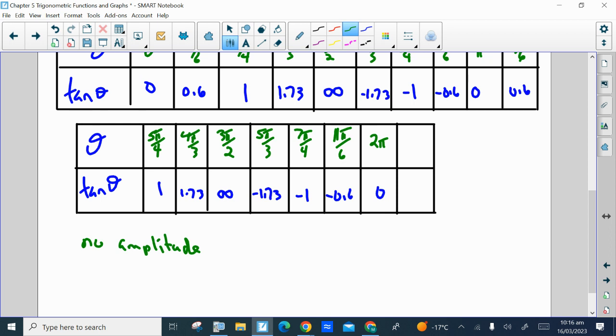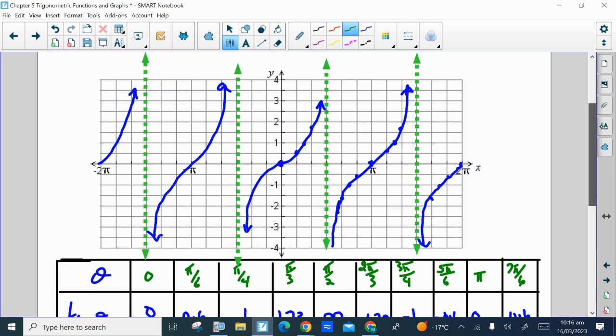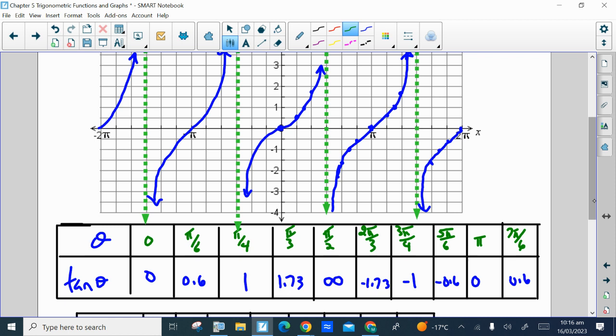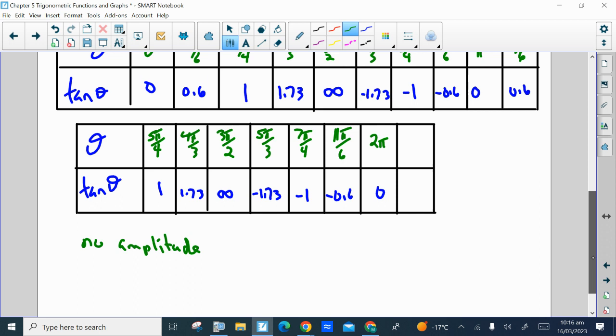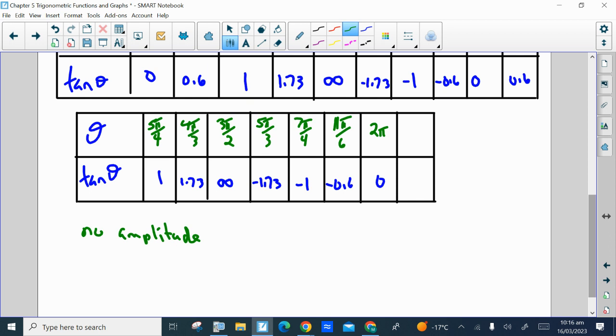The closer it gets to the asymptote, it's just going to keep going either upwards or downwards forever, depending on which side of the asymptote we're at. On the left side of pi on 2, the graph is going upwards forever. It's approaching positive infinity. On the right side of pi on 2, the graph is going downwards forever. It's approaching negative infinity. So there is no amplitude because the graph just continues on forever, rising and falling.